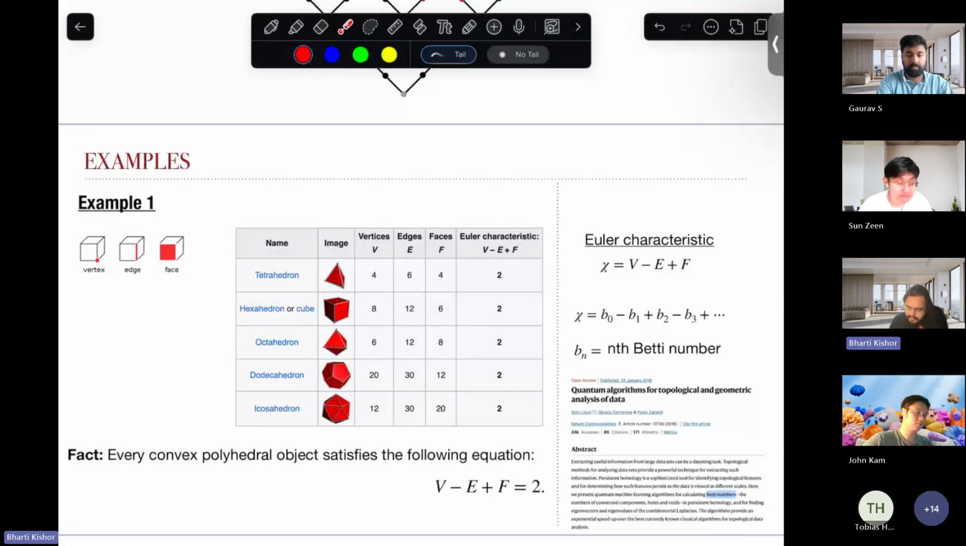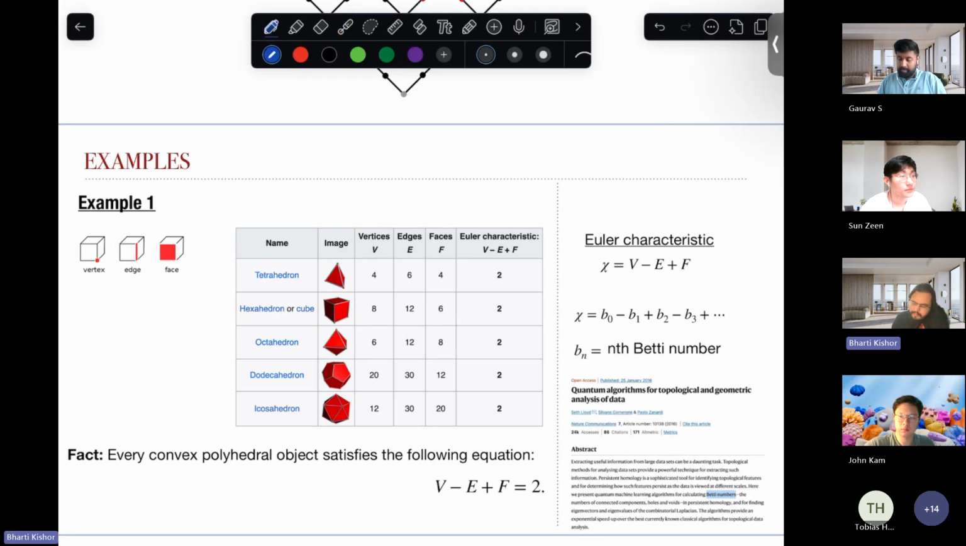This is the first example. This object is a cube, and in a cube, this is what we call a vertex. And this is what we call an edge, and this is what we call a face. A vertex can be considered a zero-dimensional object. An edge can be considered a one-dimensional object. A face can be considered a two-dimensional object.